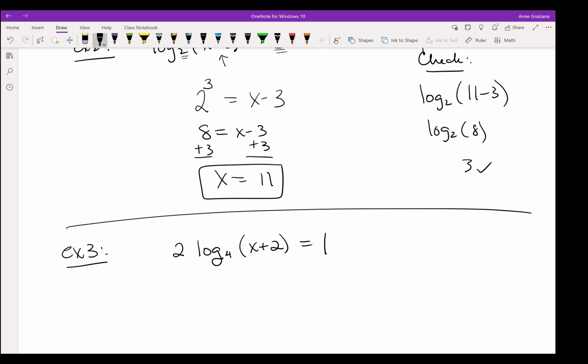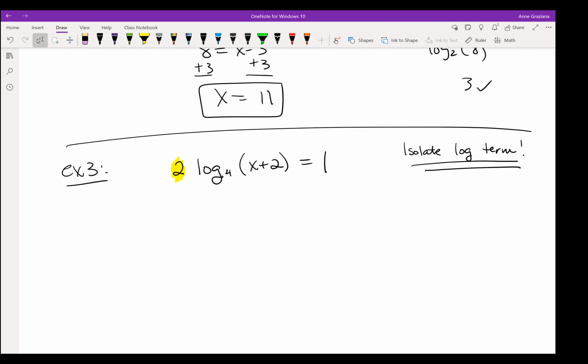Now, we can't just jump right in yet because this 2 messes up my definition. The definition is rigid. I don't know what it means to be 2 times that. But we can isolate the log term, and then we can use our definition. The definition doesn't say anything about 2 times it.